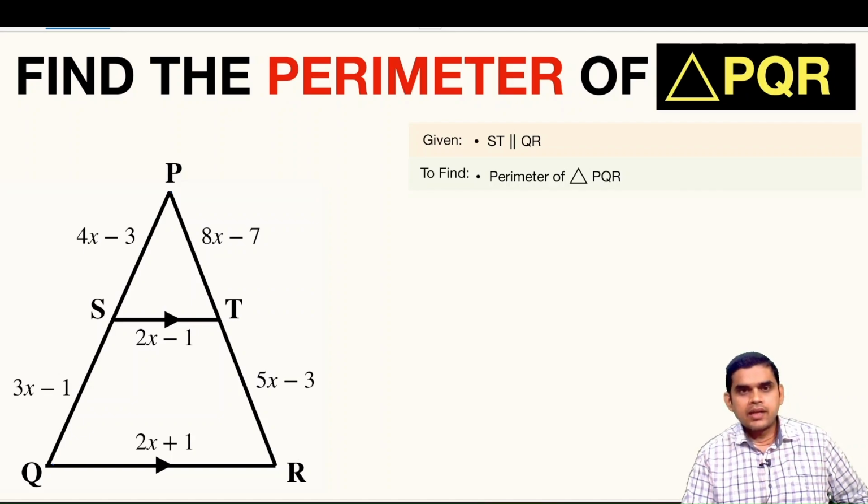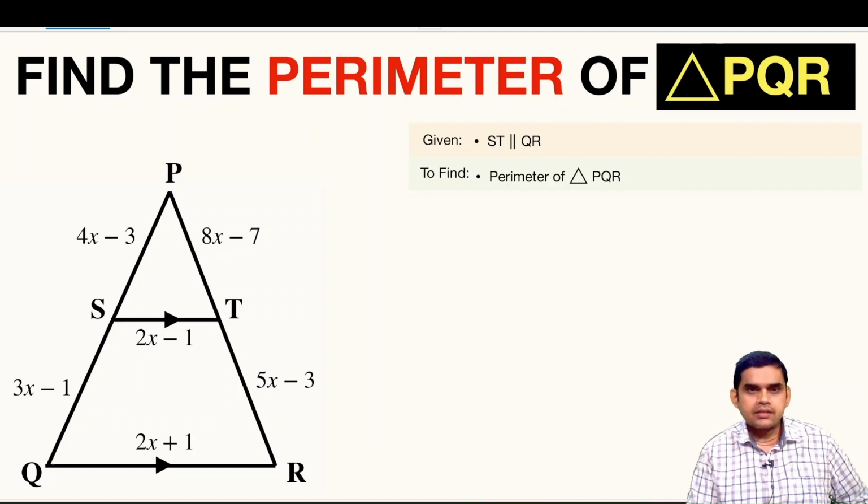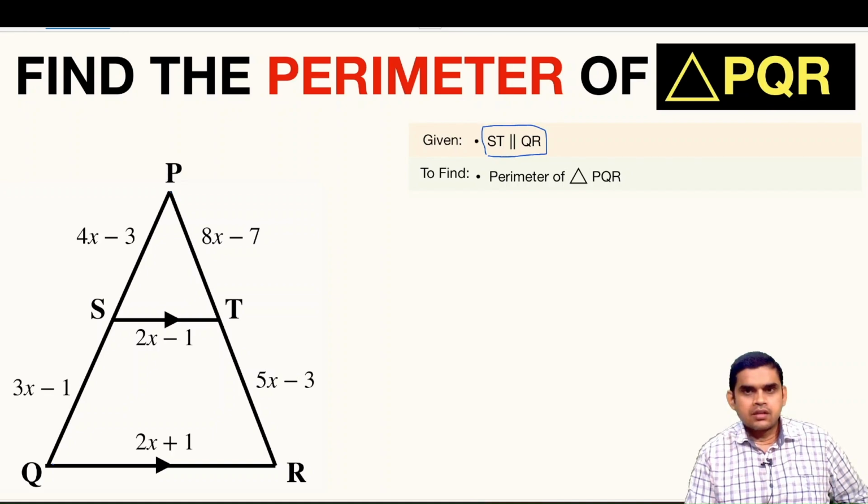So let us quickly look at the problem statement. Here a triangle PQR is given and it is also given that ST is parallel to QR. Now we have to find the perimeter of triangle PQR, this bigger triangle. Here we can see that there are two triangles, EST and PQR.